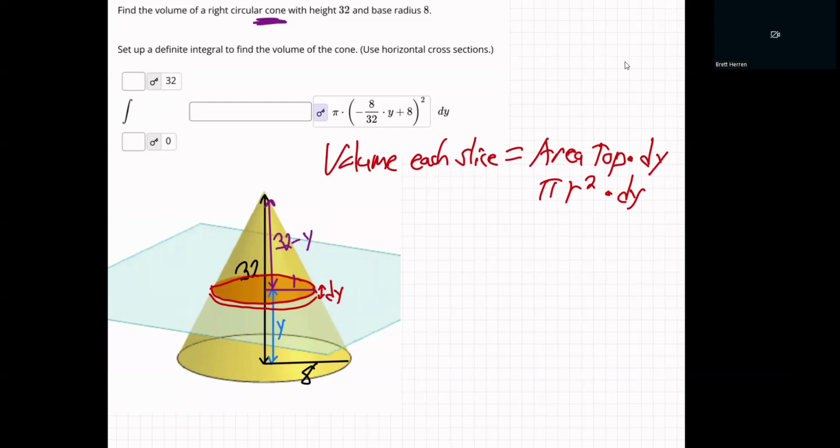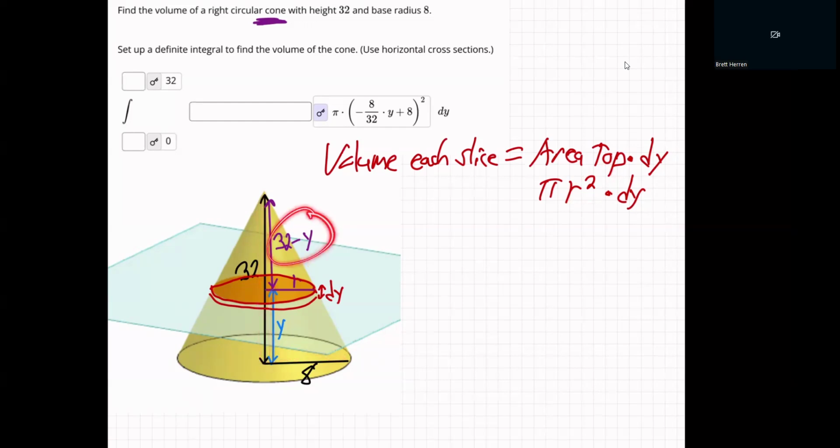Now, the question is, what's the r? We got to get that in terms of y. So how are we going to do that? Well, similar triangles. You see it? So 32 is the whole height, 8 is the whole radius. Y is how far up to a particular slice.